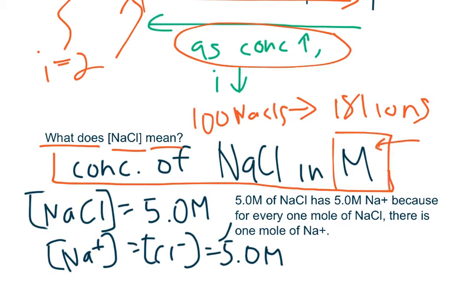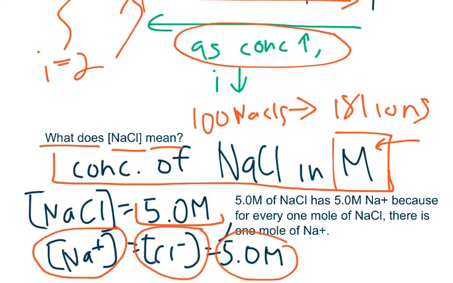So if I put brackets around NaCl, I am talking about the concentration of NaCl, and I just made up a number and I said that the concentration of NaCl is equal to 5.0 molar. Now, let me ask you this. What is the concentration of Na plus or Cl minus? Well, they are also going to be 5.0 molar as well, because 5.0 molar of NaCl has 5.0 molar of Na plus, because for every 1 mole of NaCl, there's 1 mole of Na plus that forms from it.